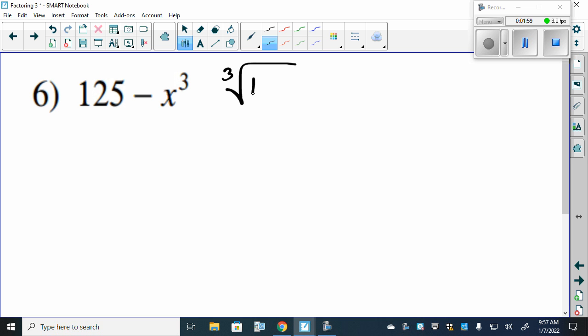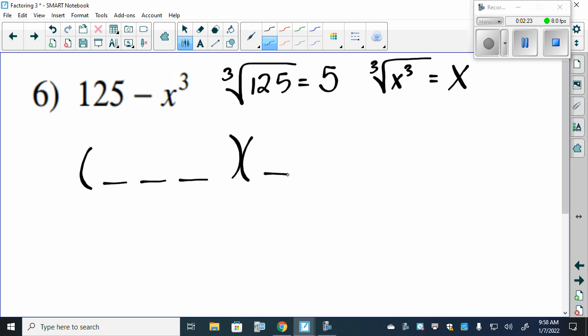So the first thing we can do is take the cubed root of both terms. Now the cubed root of 125 is 5. And the cubed root of x cubed is x. So that lets us know that this is a difference of perfect cubes.